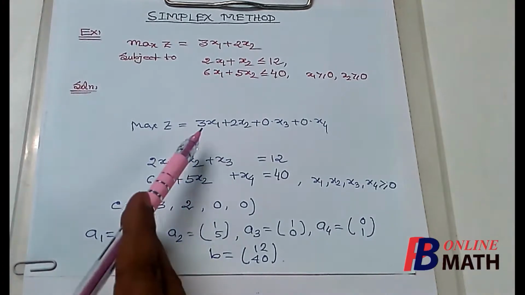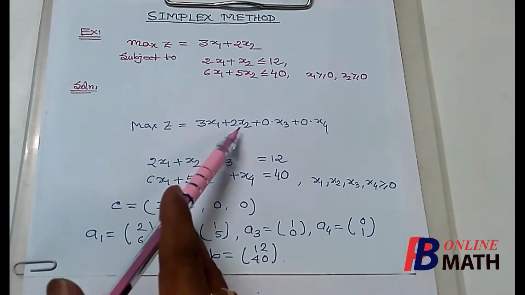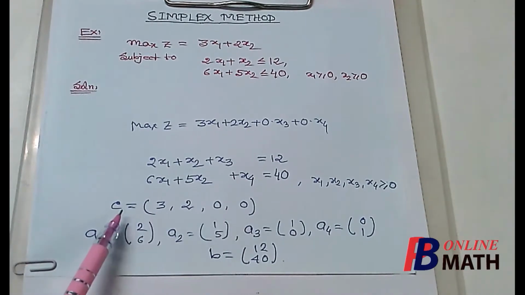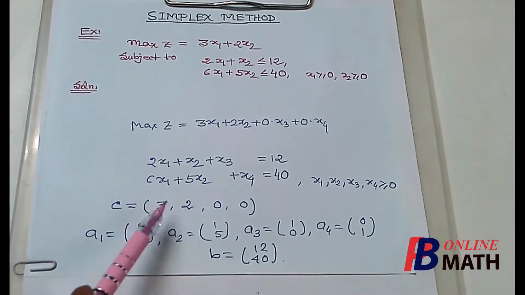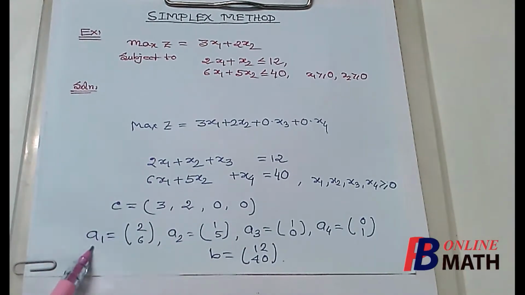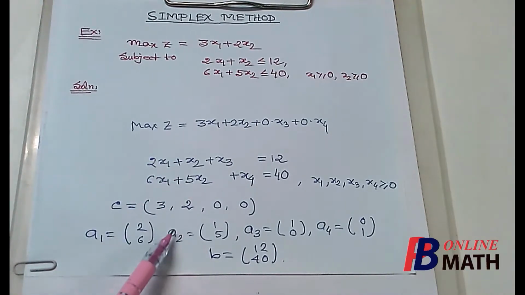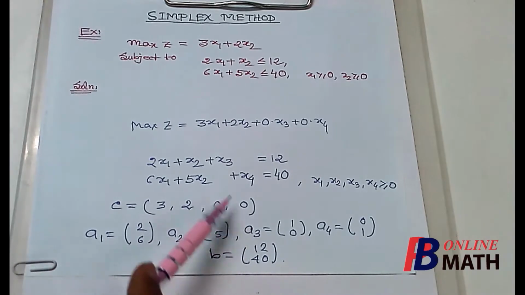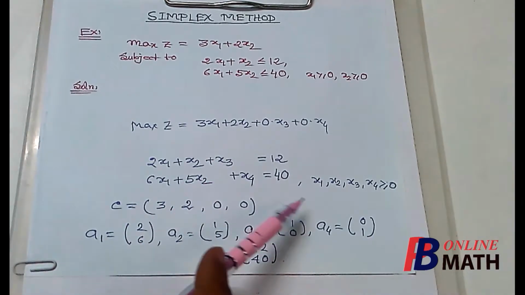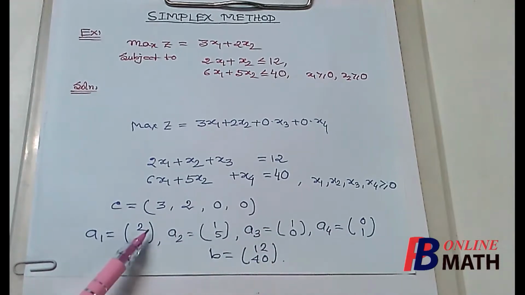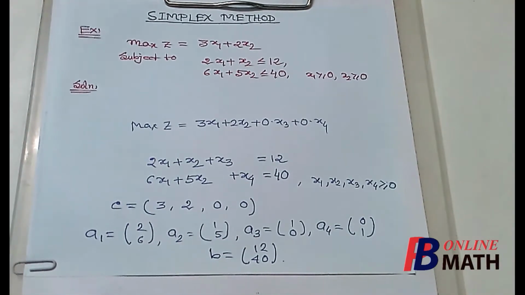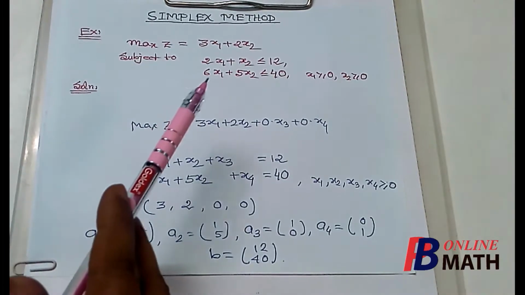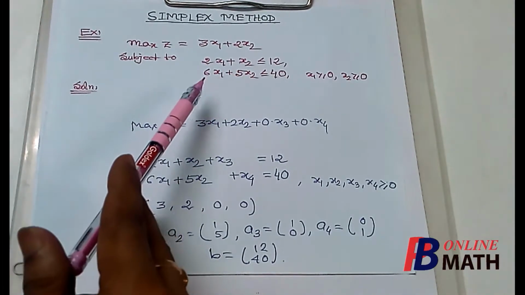Now in this problem, this vector 3, 2, 0, 0 is known as the cost vector and we shall denote it by the c vector, and these are the coefficient vectors. The vector 2, 6 is called a1. This coefficient vector is denoted by a2, which is 1, 5. This vector is a3, 1, 0, and a4 is 0, 1. These are nothing but the coefficients of these variables in the equations, and this last vector on the right hand side is called the b vector. Now in this actual problem, there are only two variables, x1 and x2, subject to two constraints.